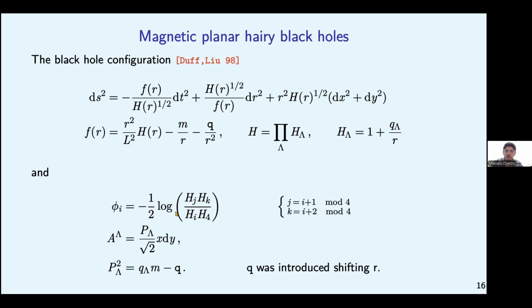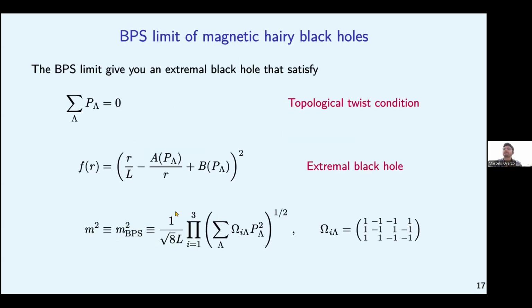So now, what happens if we impose the BPS condition? Well, what happens is that the magnetic charges must satisfy this condition here, which is known as the topological twist condition.